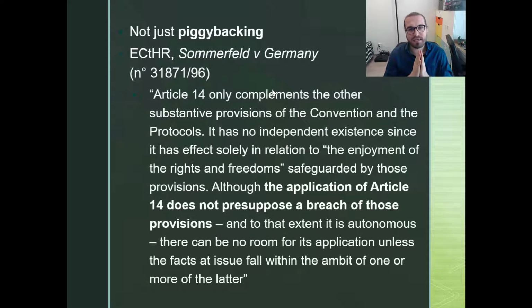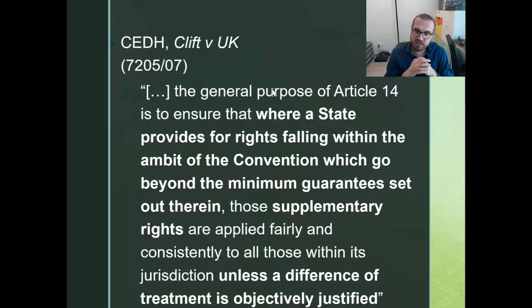So the question is, is Article 14 essentially a superfluous measure? Because if you have to find another article that applies in order for Article 14 to apply, then why not rely directly on the first one? Okay, let's say Article 11, our right to the freedom of association, which includes the right to strike and to collective bargaining. Why not just argue for a violation of Article 11? Well, the court has clarified in Sommerfeld versus Germany that the difference lies in the fact that Article 14 does not presuppose also a breach of the other article. So it's the application of national legislation related to the freedom of association that should be non-discriminatory, although the national legislation is not itself in breach of Article 11. So even more clarification in Clift versus UK.